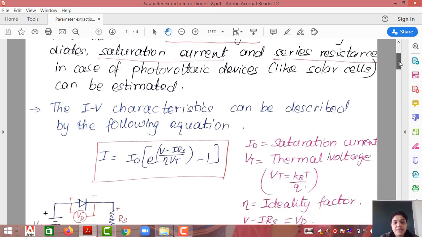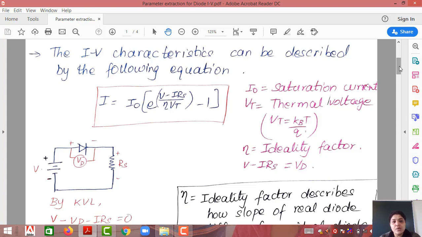Now the standard equation defining current in terms of voltage for a PN junction diode is I equals I naught, where I naught means the saturation current, e raised to (V minus I Rs) upon eta Vt, minus 1. V is the voltage applied, I into Rs is again a voltage drop only. Rs means the series resistance connected. Eta is known as the ideality factor.